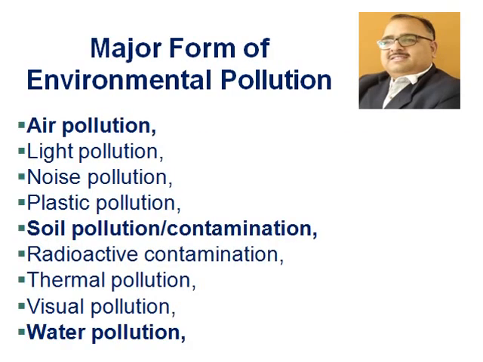Now, what are the different major forms of environmental pollution? So there are air pollution, light pollution, noise pollution, plastic pollution, soil pollution or contamination, radioactive contamination and pollution, thermal pollution, visual pollution and water pollution. Apart from that, there are certain more pollutions.